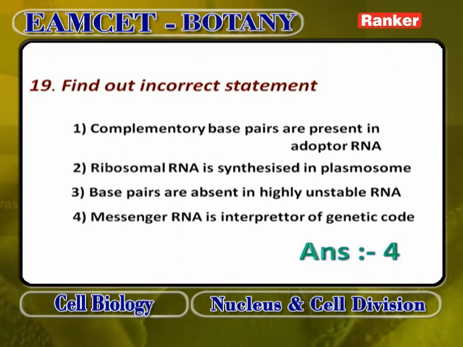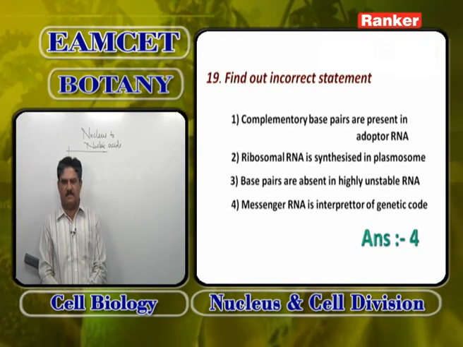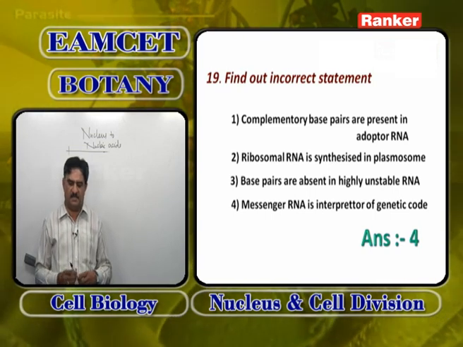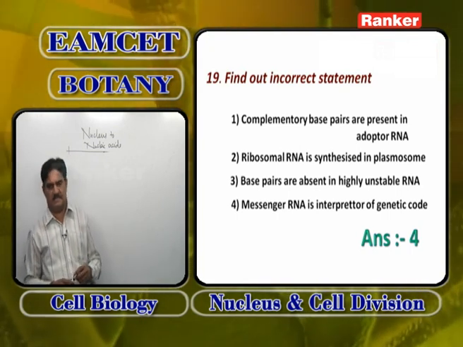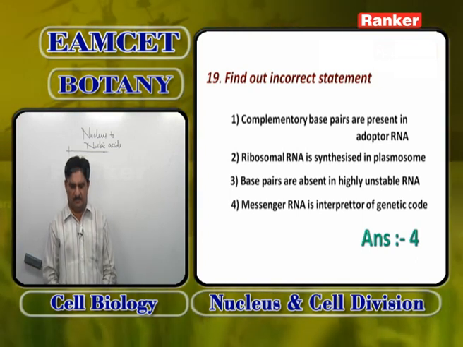Find out the incorrect statement in the following. Complementary base pairing is present in adapter RNA. Adapter RNA means tRNA. Ribosomal RNA is synthesized in plasmosome, it is also correct. Complementary base pairs are present in adapter RNA is correct, because in tRNA only unpaired base pairs are CCA. All the other base pairs are connected by hydrogen bonds.